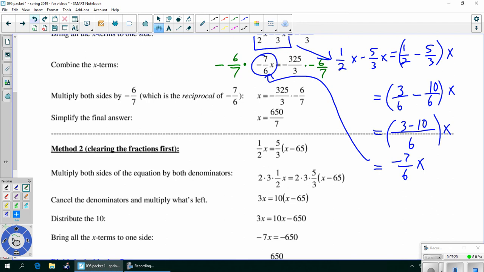So why is that helpful? I don't know, but it's allowed, right? Because I'm doing the same thing to both sides. But if I multiply both sides by negative 6/7 on the left-hand side, the 6's cancel and the 7's cancel and the negatives cancel, and we're just left with one x, which is exactly what we wanted.